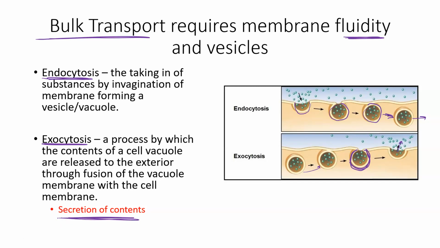So we're either going to bring in bulky materials by the invagination of the membrane to form a vesicle, or we're going to take a vesicle with contents produced by the cell and are therefore needed to be secreted to the membrane and release them out of the membrane. Both cases require the fluidity of the membrane because the membrane has to be able to move. The membrane has to be able to accommodate the vesicle that is either coming in or leaving the cell.